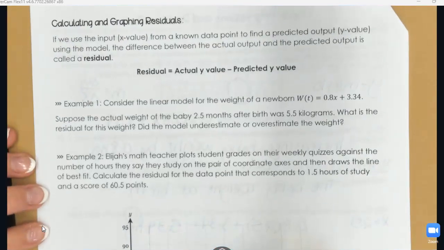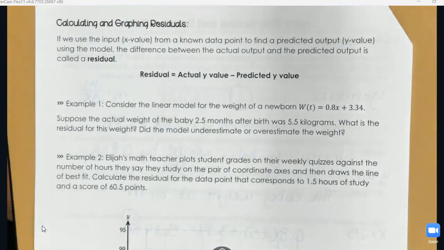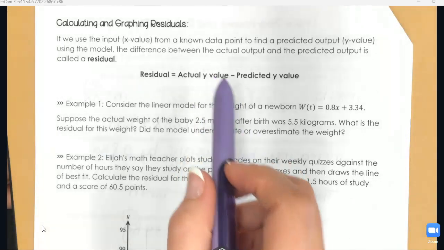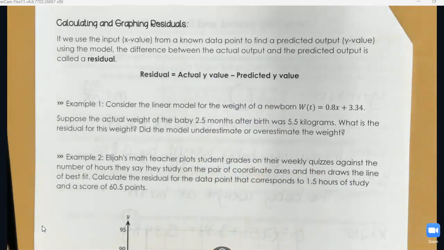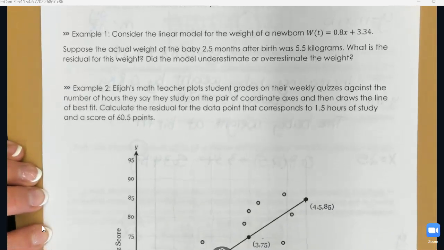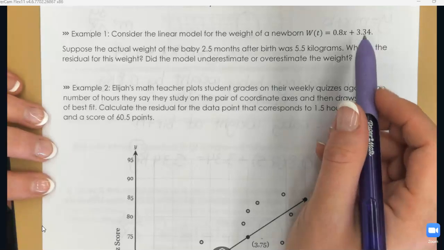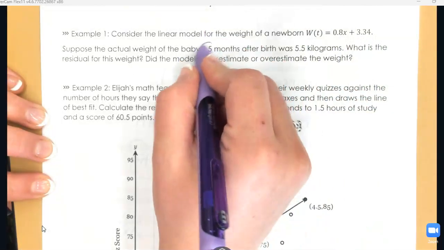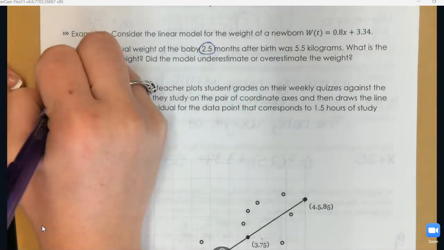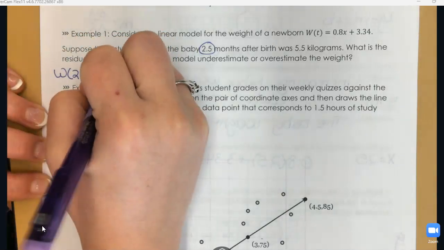Okay, so remember, we had our predicted values and our actual values, and they weren't always the same. So the difference between those two is called a residual. Your residual is your actual y value minus your predicted y value. So if we take it back to that baby weight problem, this was the regression line I got. And when we did the weight of the baby at 2.5 months, you might recall that we got 5.34 kilograms.